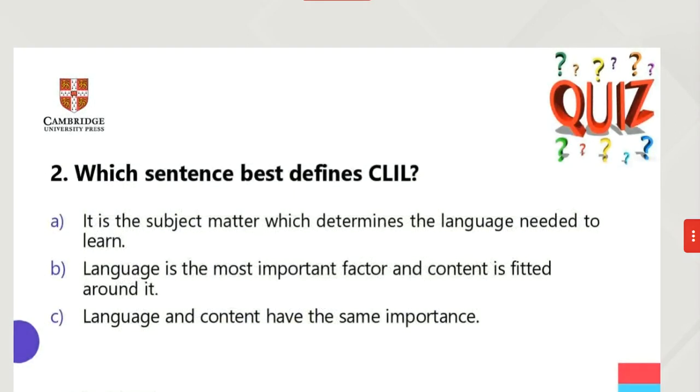So the next question, I have 3 sentences, and I do believe we have another poll here. Which sentence best defines CLIL? A, it is subject matter, which determines the language needed to learn. B, language is the most important factor and content is fitted around it. C, language and content have the same importance. So I will just give you a moment.